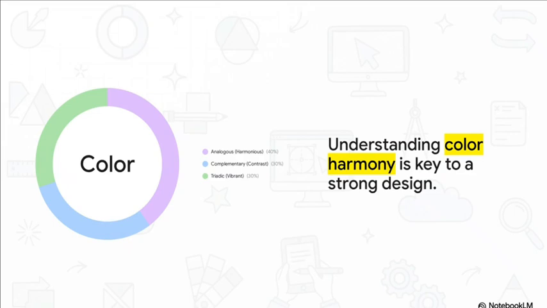Analogous colors, they're neighbors on the color wheel, so they feel calm and harmonious. Complementary colors are opposites, which creates this awesome high-energy contrast. And a triadic scheme gives you a really vibrant but still balanced feel.